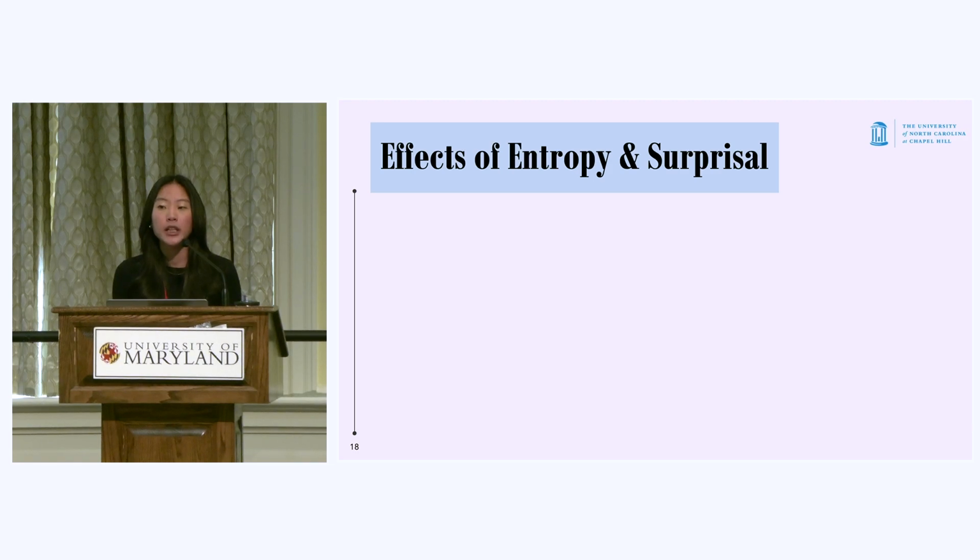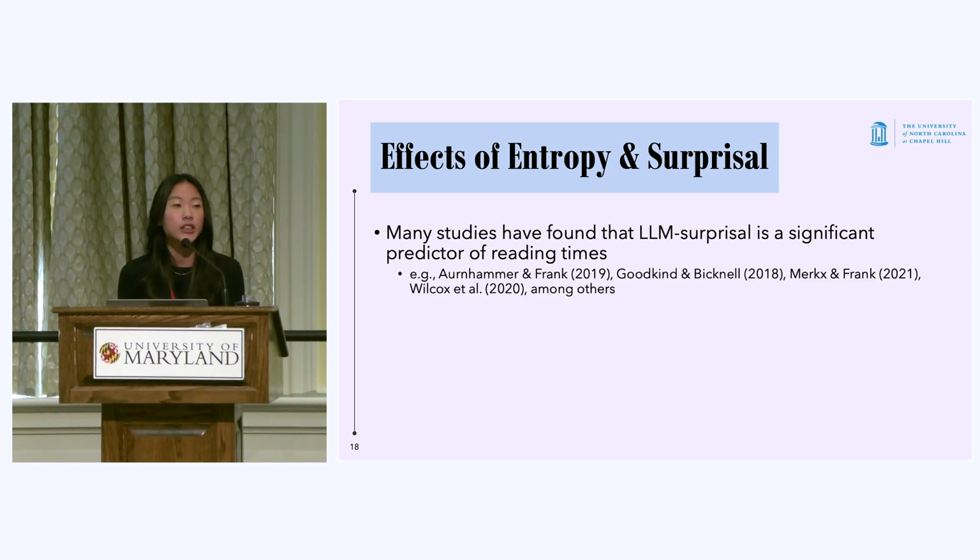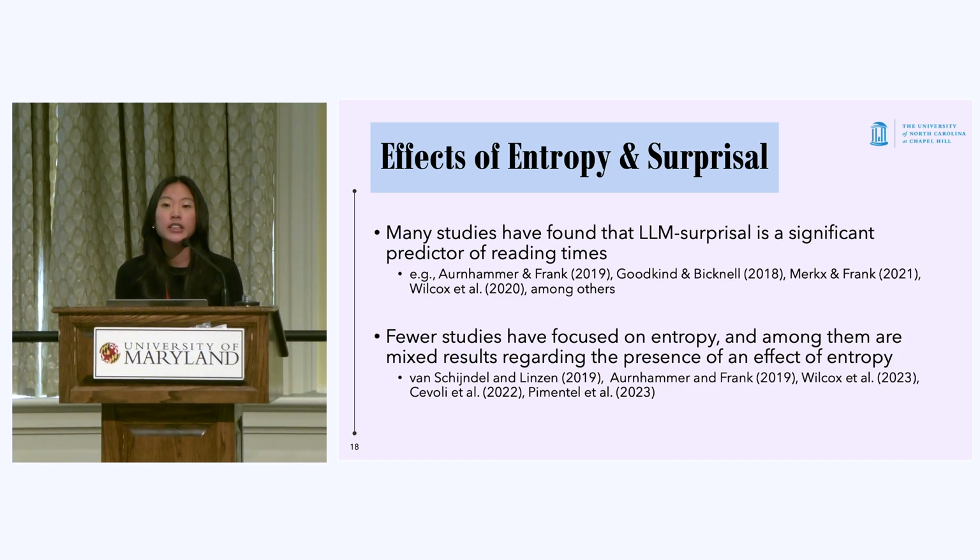So entropy and surprisal have been studied a bit with regard to their effects on eye movements. Many studies find that large language model surprisal is a significant predictor of reading times in eye tracking and self-paced reading. Fewer studies have focused on entropy, and among them, there are mixed results regarding whether entropy has a significant main effect. In those studies that do report effects, low entropy facilitates processing, so when the context is constraining, we read faster.